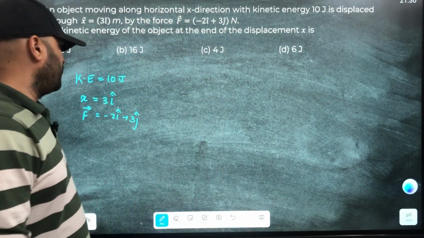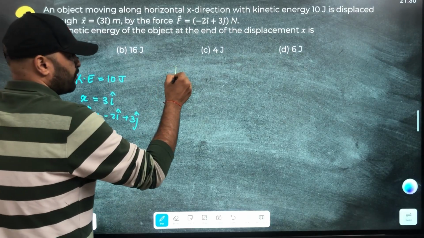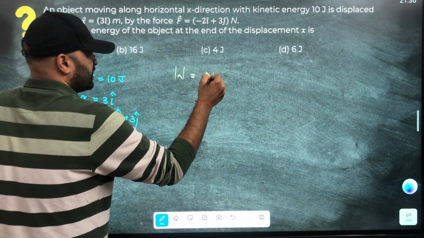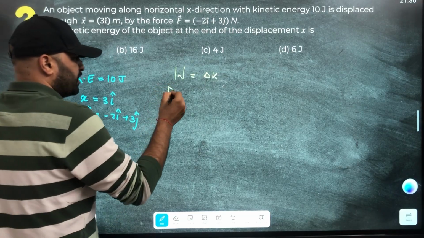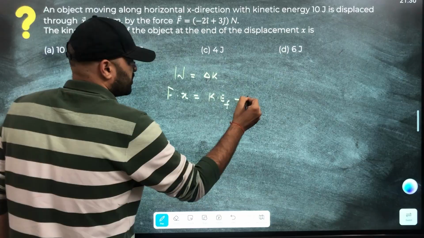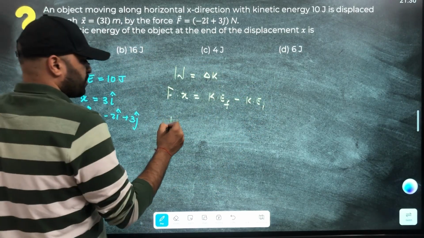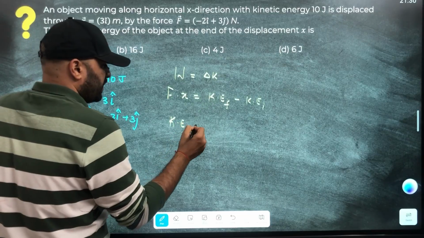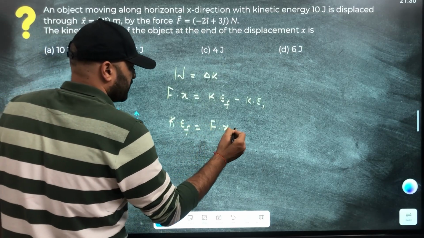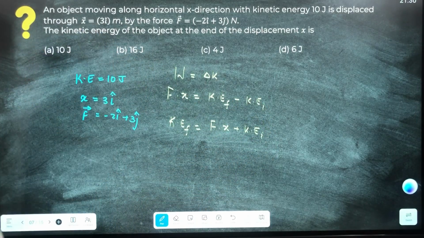Now be very careful. We'll again use the work energy theorem. What does our work energy theorem say? It says the amount of work you are doing on any system is changing its kinetic energy, which means force times displacement is nothing but final kinetic energy minus initial kinetic energy. Now final they are asking, initial we already have, so kinetic energy final will be equal to force times displacement plus kinetic energy initial. I hope this is clear. I took this on the left hand side.